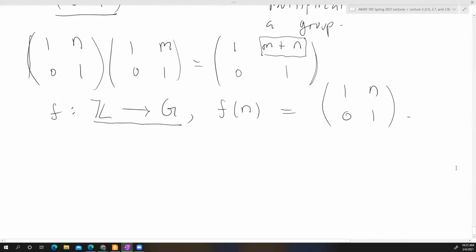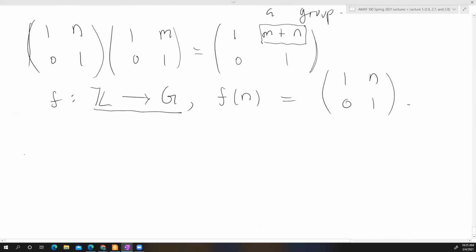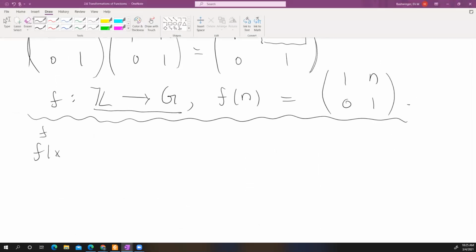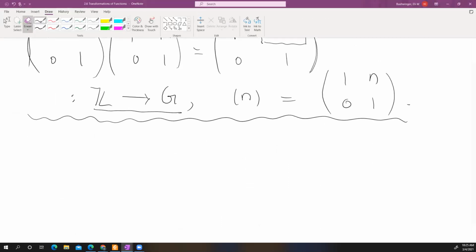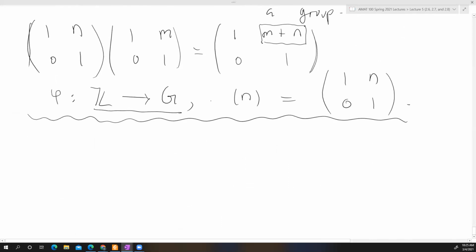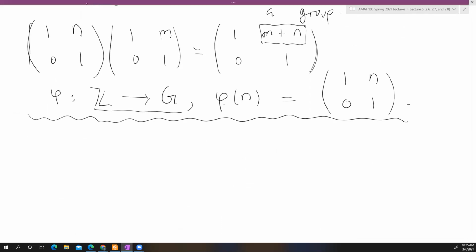So let's get back to the example. I'm kind of using F all over the place. I'm using F differently now. F means something else now. In fact, let me just get rid of this notation. In group theory, we tend to use phi, so I'll just use that. So that's the isomorphism between these two groups. And if you're interested in group theory, we can talk about it some more. It's a pretty fascinating area of mathematics.